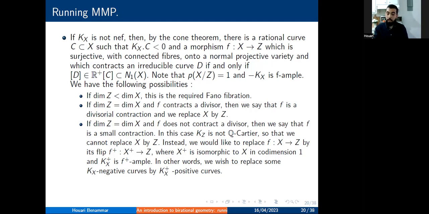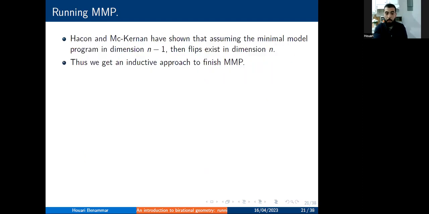One of the problems is whether the flip exists, and flip termination is here. So how many times can we take this process? Because we want to contract extremal rays, and we know that in the Cone theorem the negative part is a sum from 1 to infinity, we don't know how many contractions we can have.